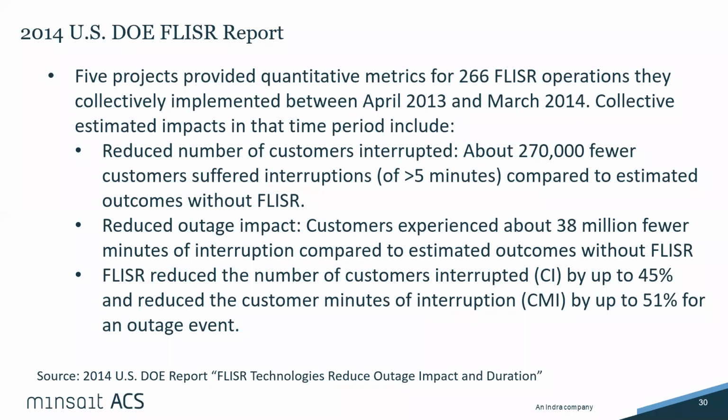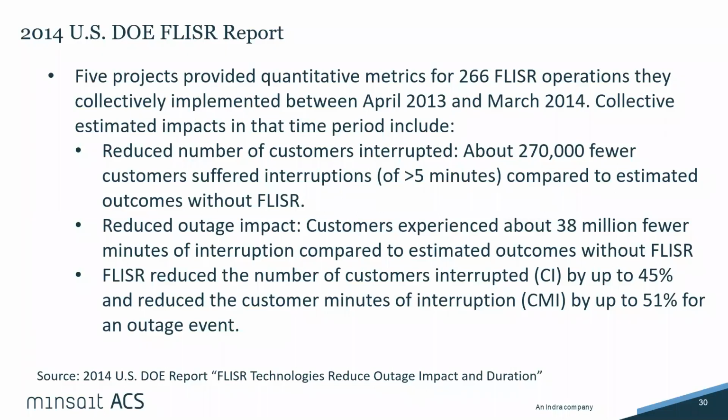So certainly they found a reduced number of customers interrupted. In those operations, they estimate about 270,000 fewer customers suffered interruptions, and they're talking about longer term, not momentary. So you want to keep those under 5 minutes if you can. Reduced outage impact: obviously, customers experienced a lot fewer minutes of interruption. So 38 million fewer minutes of interruption. If you're having a hard time driving a business case, just think of the amount of revenue that can be saved by getting more customers on quicker.